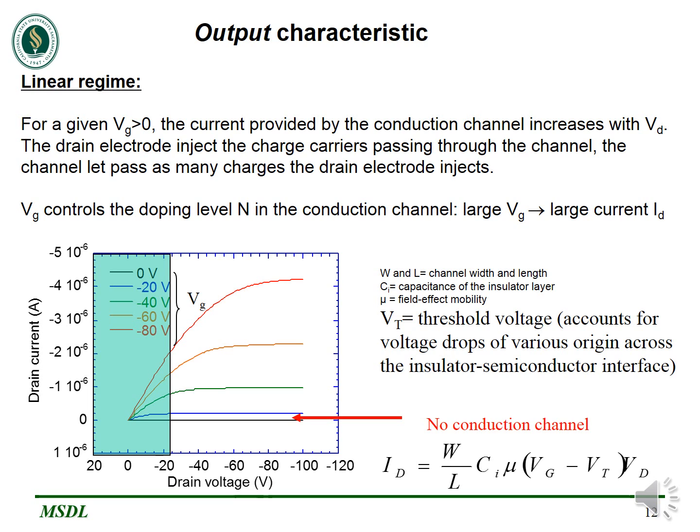Current ID is given by the equation W over L Ci mu into (Vg minus Vt) into Vd. That indicates that the drain current depends on the gate voltage, the threshold voltage, and the voltage applied at the drain. So, as shown in the figure, when the gate voltage is below the threshold voltage, there is no conduction, and as soon as the value is greater than the threshold voltage, it starts conducting.